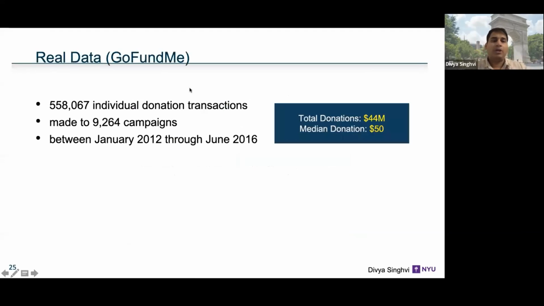Okay, now let me talk about the real data experiments that we did. This was in fact data of 560,000 individual donations that were made on GoFundMe to almost 9,000 campaigns between January 2012 to June 2016. In total, this led to donations of almost 44 million, and the median donation was around $50.